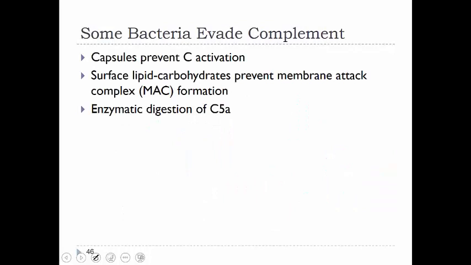Some bacteria can evade complement. Their capsules prevent the actual activation of the system. They can prevent the membrane attack complex from forming, and they can actually break down C5a.